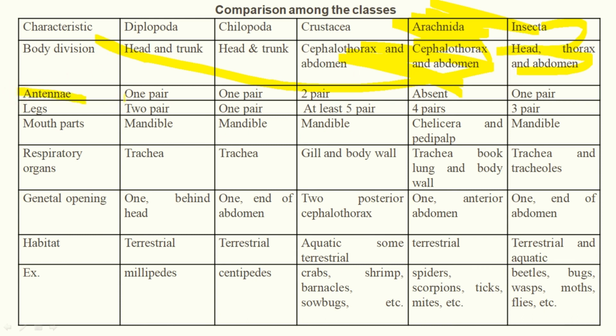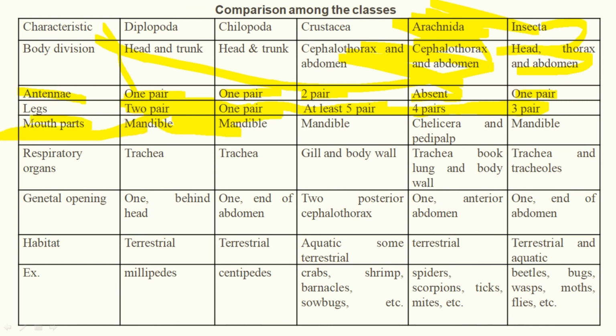Antenna: one pair in Diplopoda, one pair in Chilopoda, two pair in Crustacea, absent in Arachnida, and one pair in Insecta. Legs: two pair in each segment in Diplopoda, one pair in each segment in Chilopoda. Crustacea at least 5 pairs, Arachnida 4 pairs, and insects 3 pairs. But the exception is what? In these two, each segment has 2 pair and 1 pair of legs respectively, not in Crustacea, Arachnida and Insecta.